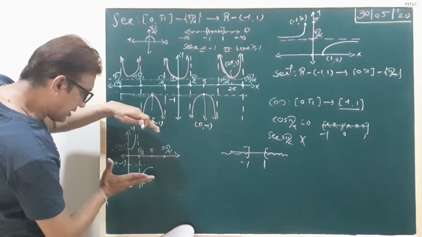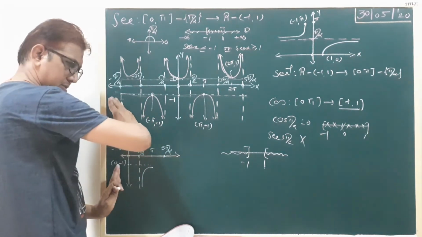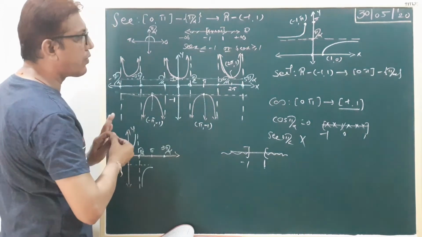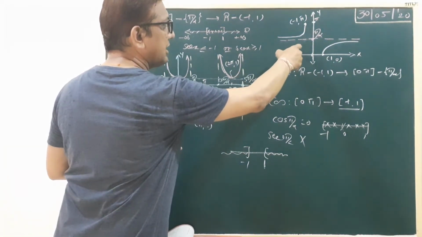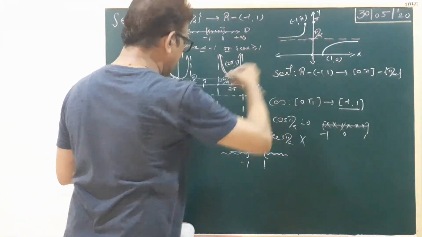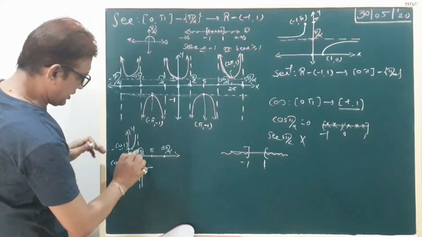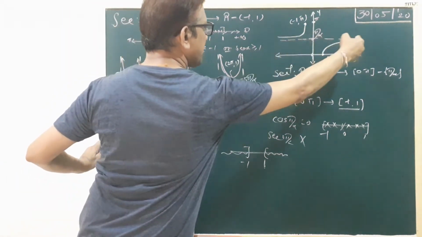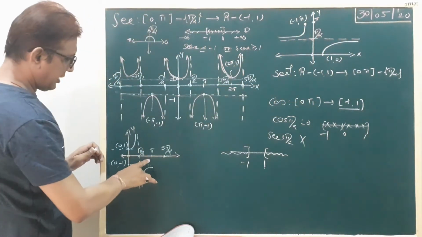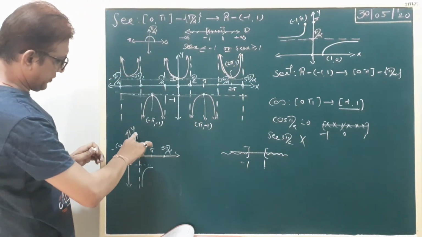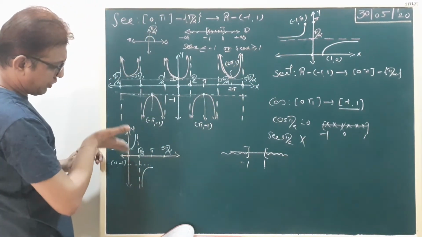Now rotate the graph anti-clockwise. Clear? This is your sec inverse graph. Look here, these points on the y-axis: 0, pi by 2 and pi. Pi by 2 is a dotted line. This point is pi. Now this portion is on the positive y-axis.